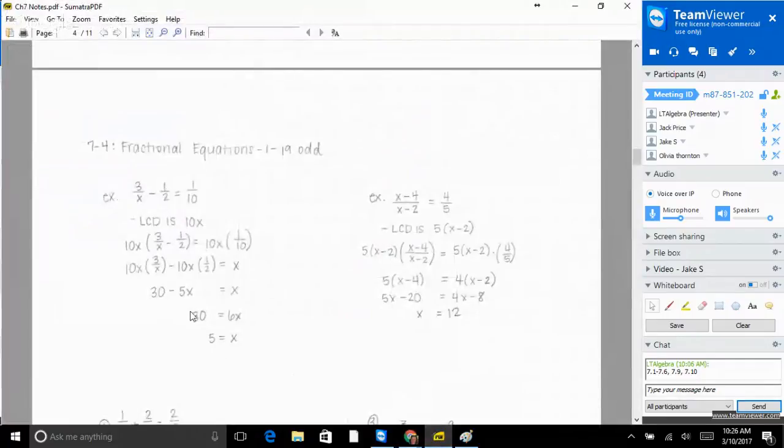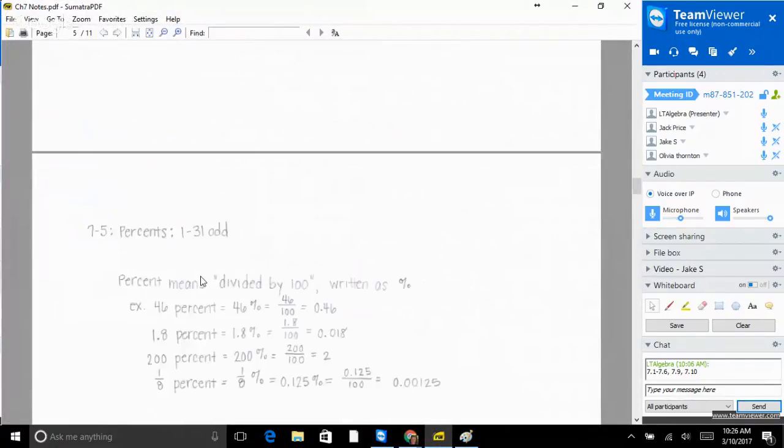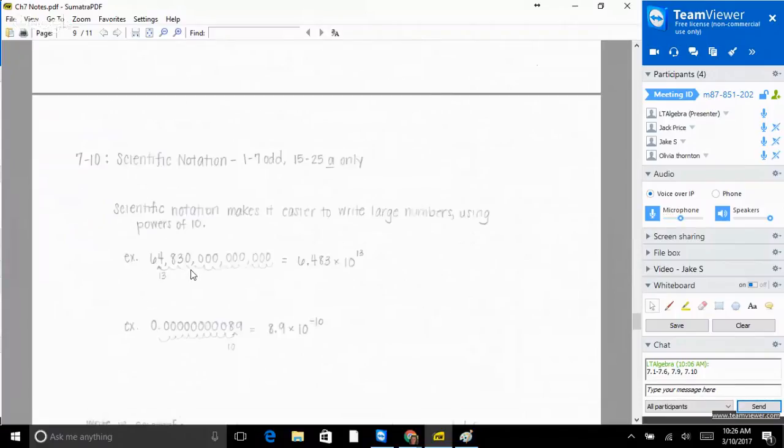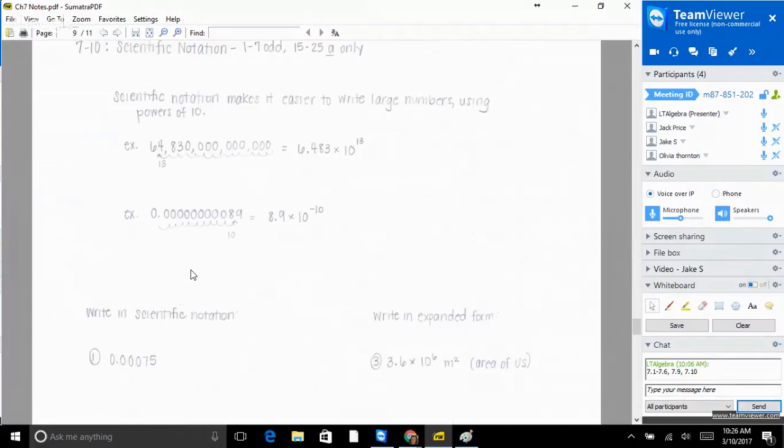Okay, so let's get to our last section. And our last section is scientific notation. I think some of you have seen this, but if you haven't, I don't think it's too difficult. So, what is scientific notation? Scientific notation is an easier way for scientists and other mathematicians to write really big numbers and really small numbers using powers of 10.